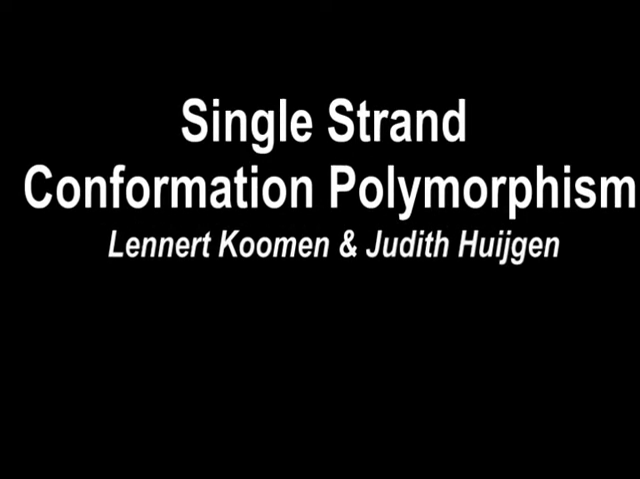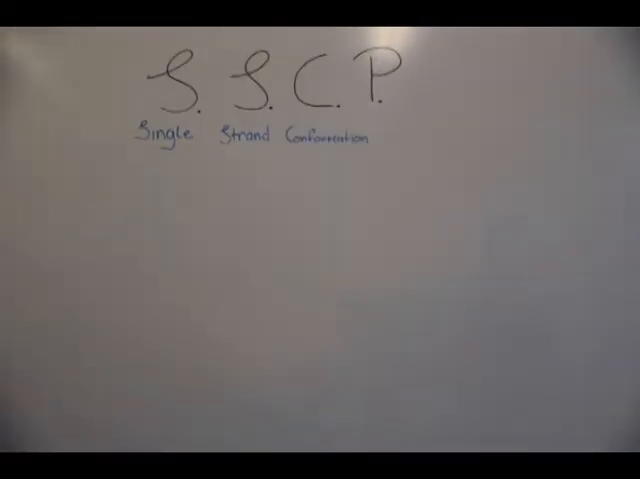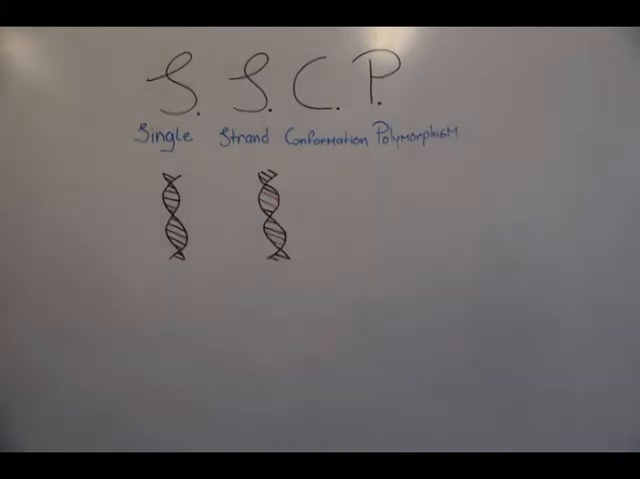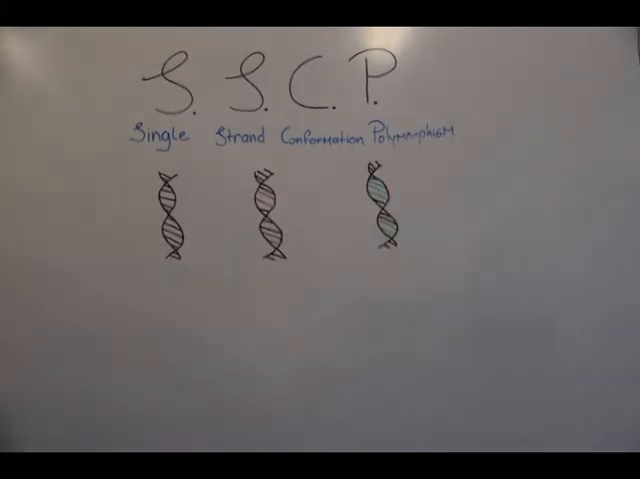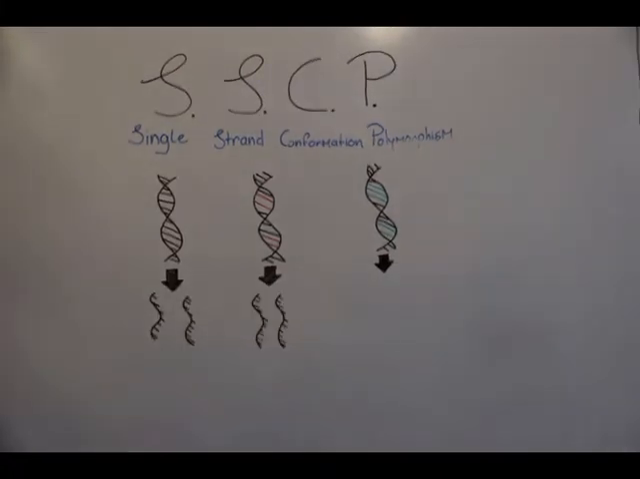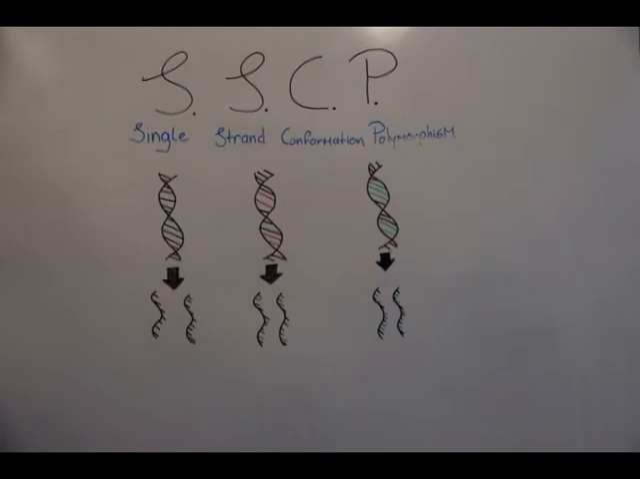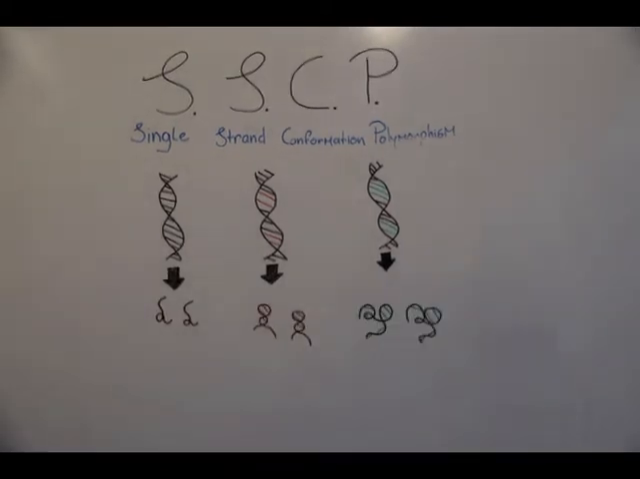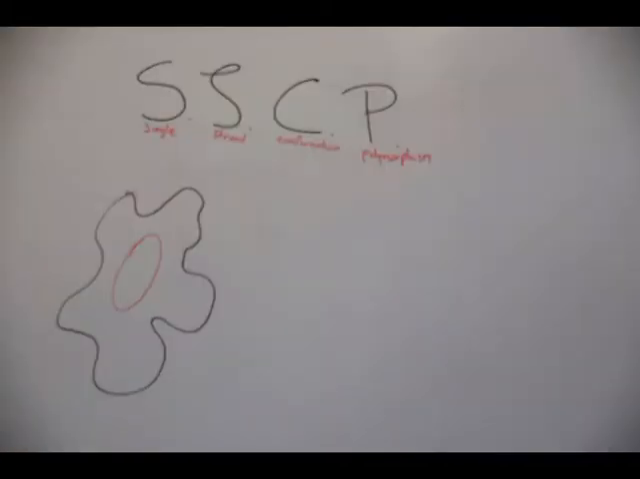Hello everyone, we are Leonard and Judith, and this web lecture is about single-strand conformation polymorphism. Single-strand conformation polymorphism is a technique used to detect mutations and for genotyping. The principle is based on the fact that single-stranded DNA has a defined conformation. DNA strands with a mutation will take on a different conformation than wild-type DNA. These strands will migrate differently through a gel.